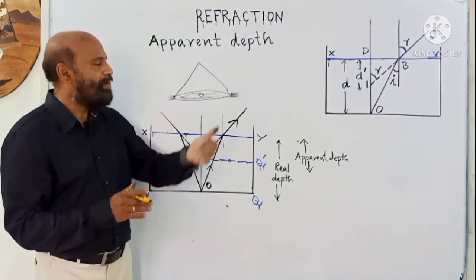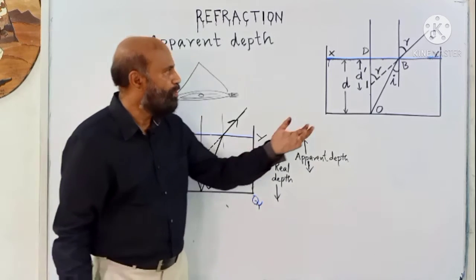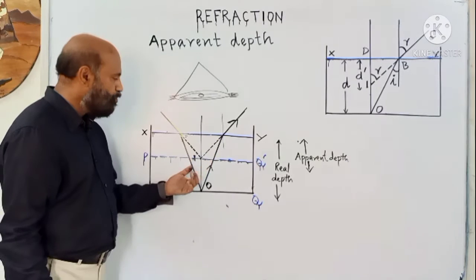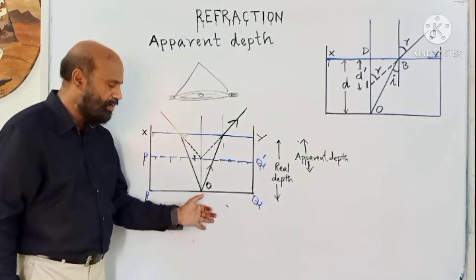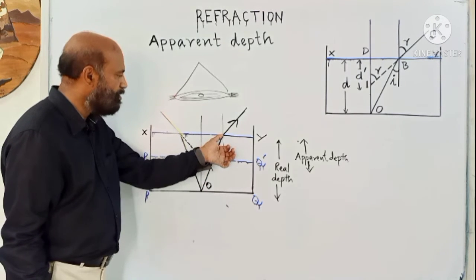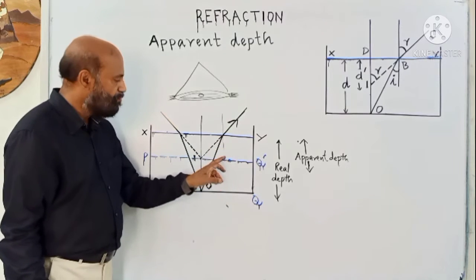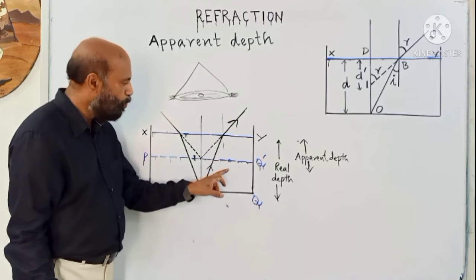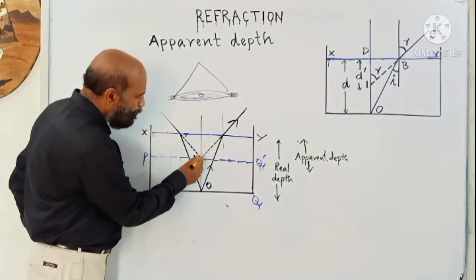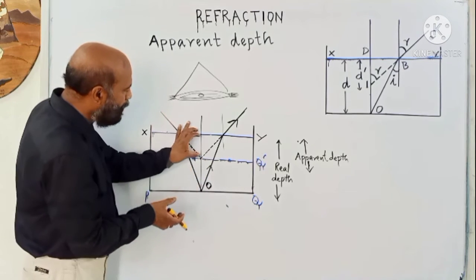Let us see what is apparent depth, and let us derive an equation for apparent depth for near normal incidence. Here there is a tank filled with water and a light ray coming from this object. After refraction, it is passing along this direction. Here light is traveling from water to air, so it is bent away from the normal and it appears to come from this point. So this is the apparent depth.